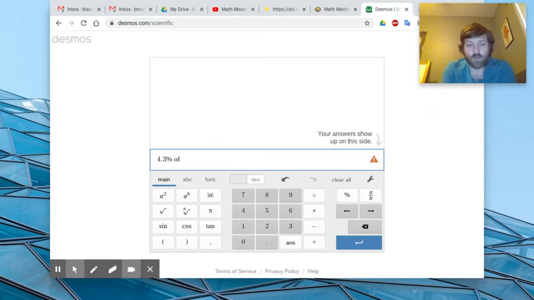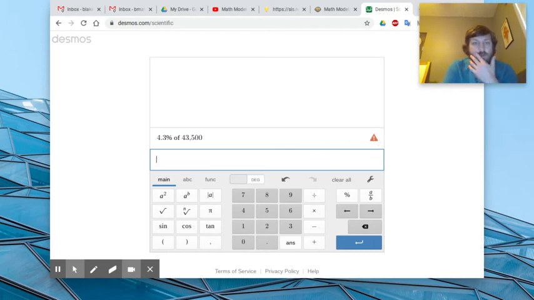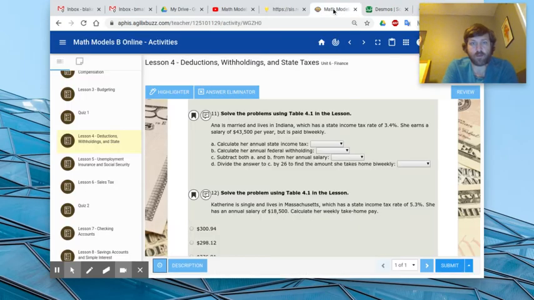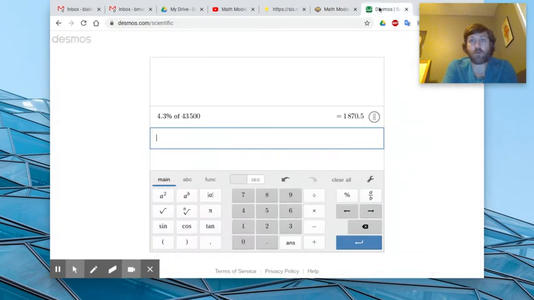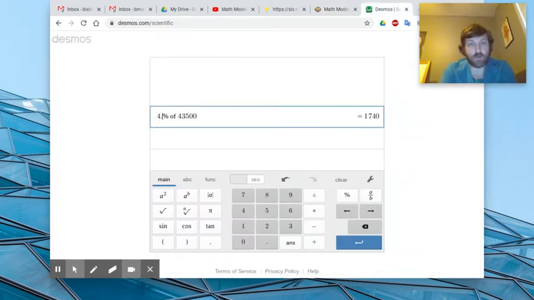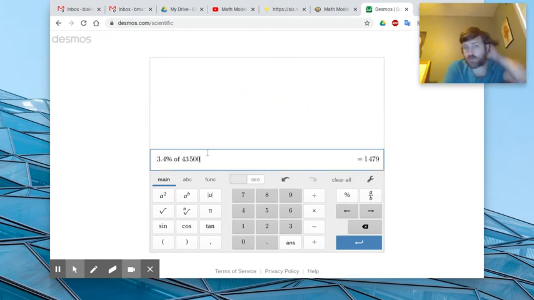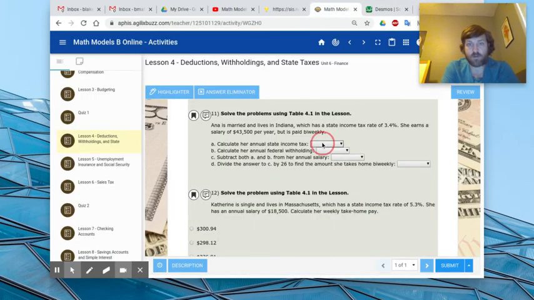of 43,500. I think I messed up somewhere in there. There we go. 3.4% of 43,500 is, there it is, 1,479.